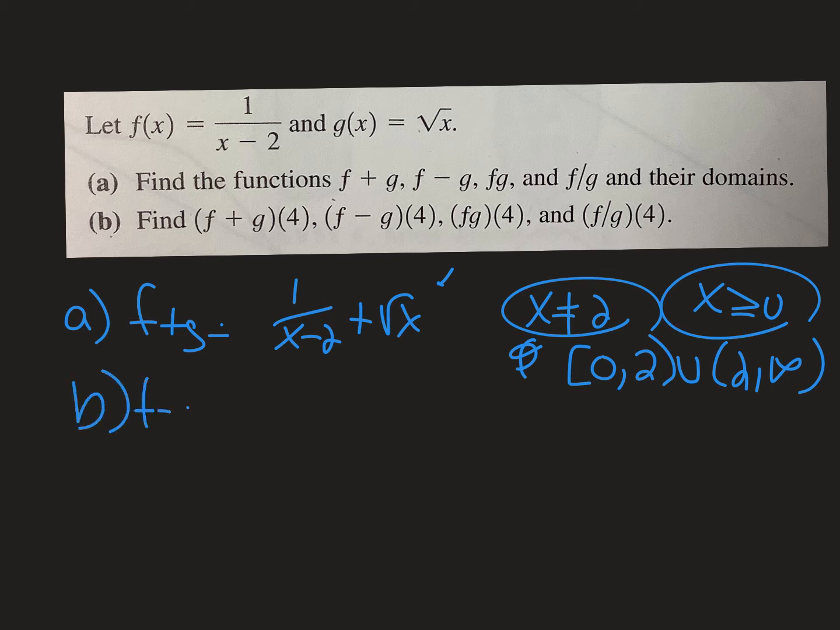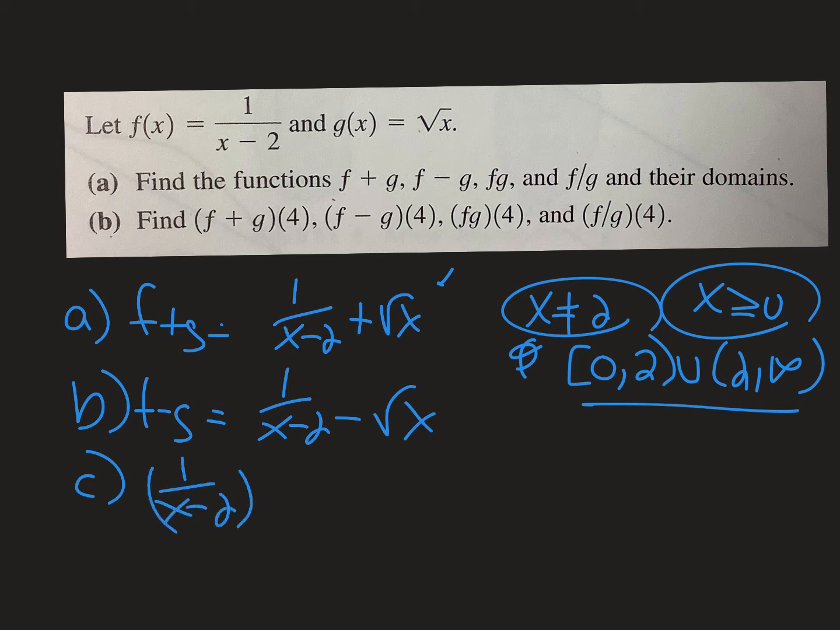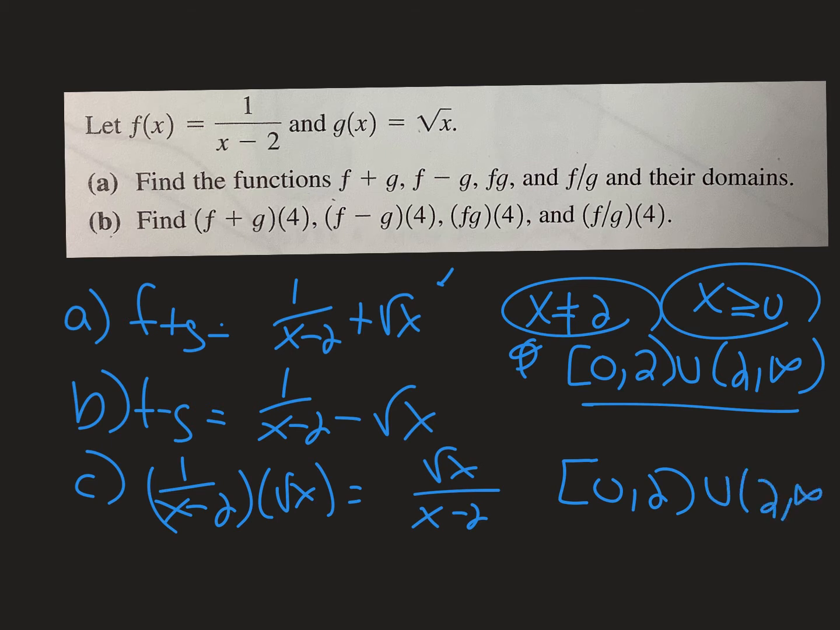Part B, f minus g is going to be the same answer here, except with a minus sign. And because it looks exactly the same, the domain is going to be exactly the same here. Part C, f times g, I would say 1 over x minus 2 times the square root of x. When I work that out, the square root of x would go to the numerator, the x minus 2 would go to the bottom. The domain, again, is what they have in common, which we've already talked about up here. And I think we're still okay there. Still okay to put the same thing because 2 would make the denominator 0, which 2 is not included anyway. So I'm going to use these same symbols for that.